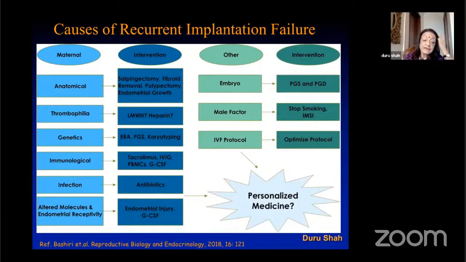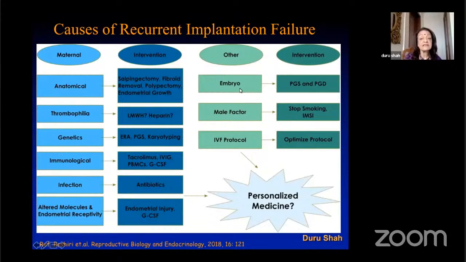And then, of course, we have altered molecules and endometrial receptivity, which we look at, and there is a possibility of doing an endometrial scratch injury into the endometrium, so that there is some amount of inflammation created, which can help later in the invasion or the implantation of the embryo in the next cycle. And then you have the granulocyte colony stimulating factor, which can also be injected intrauterine, which will help to improve endometrial receptivity.